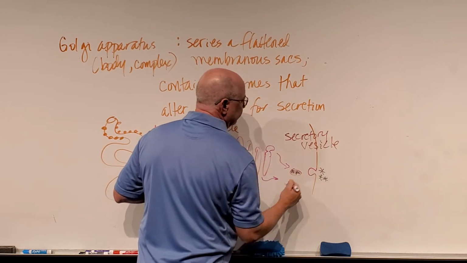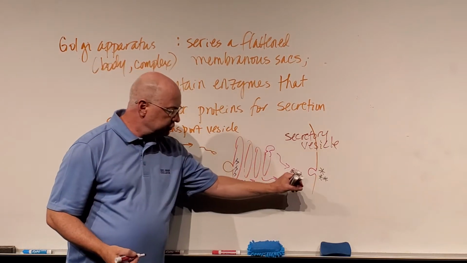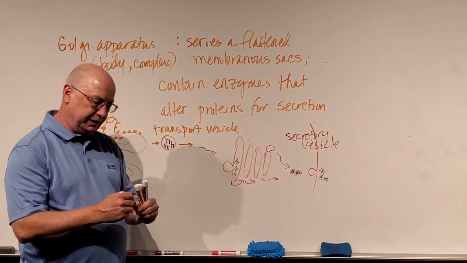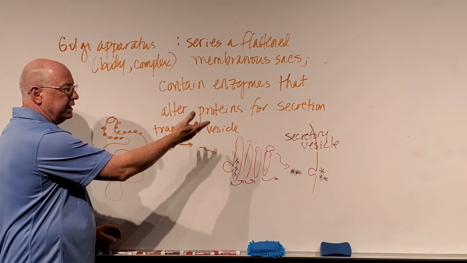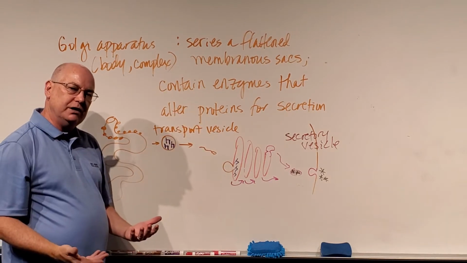And a secretory vesicle is simply a vesicle that's going to fuse with the cell membrane and secrete the protein. So that's the function of the Golgi apparatus. It has enzymes that can alter proteins that are going to be secreted.